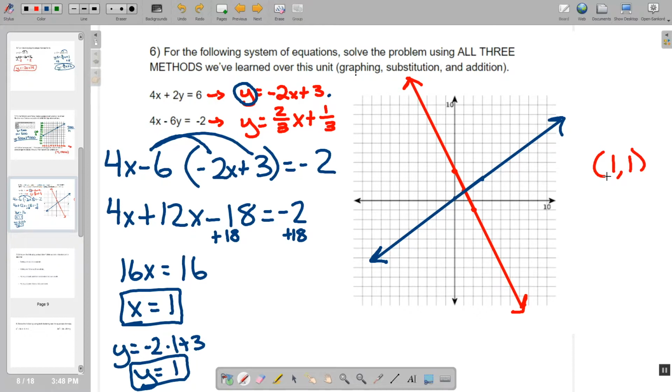And now we need to do the addition method. So what I'm going to do is the top equation times negative 1. So I'm going to get negative 4x minus 2y is equal to negative 6. Bottom equation I'm going to leave as 4x plus 6y equals positive 2.